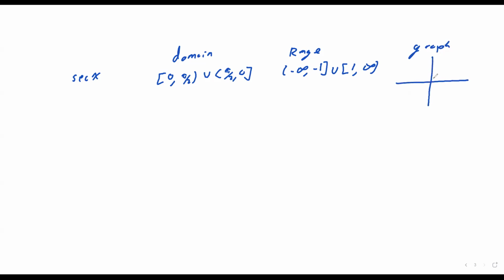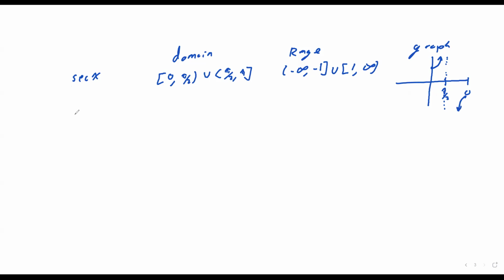So graph wise, I meant to write a pi there. Going back to 0 makes no sense. So here's pi halves, here's 0. If you recall, the secant is like the reciprocal of the cosine function. So at pi halves, cosine was 0, and therefore we had an undefined statement. But we did have one here, and then it would go like this, and then we would have one here, and it would kind of go like this. So this is what we see with the secant graph.